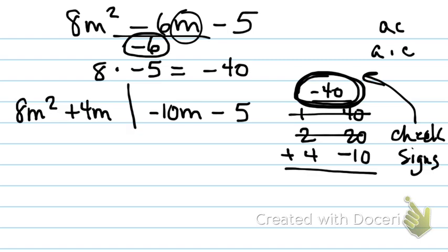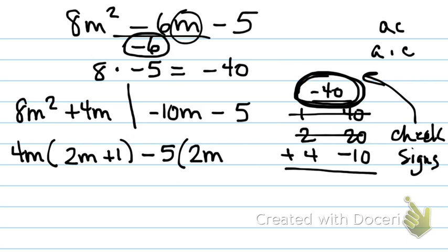Break them in half. 8m squared and 4m will both divide by what? 4m. Excellent. Which gives me 2m plus 1. There you go. What do I do with that minus? We'll divide into 10m and 5, so we're dividing by negative 5. Good. Negative 10m divided by negative 5 is positive 2m. Good. Negative 5 divided by negative 5 is positive 1. Good. Thank you for those signs, guys.